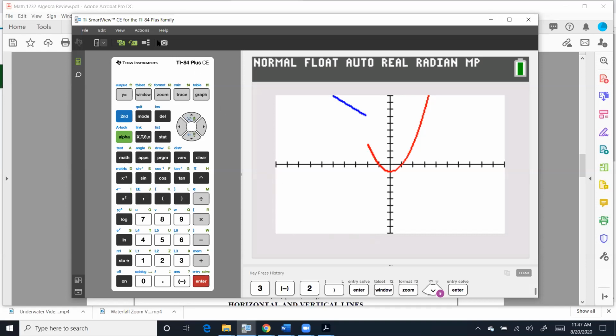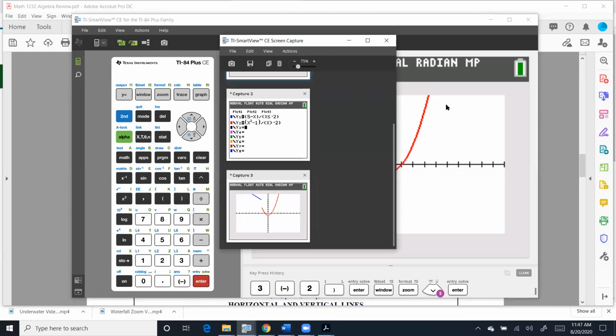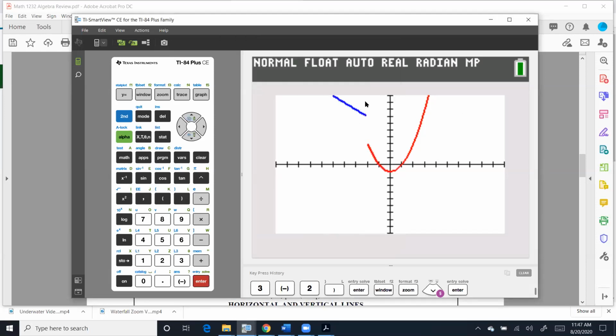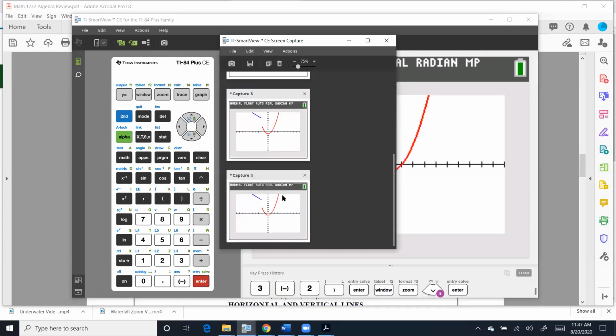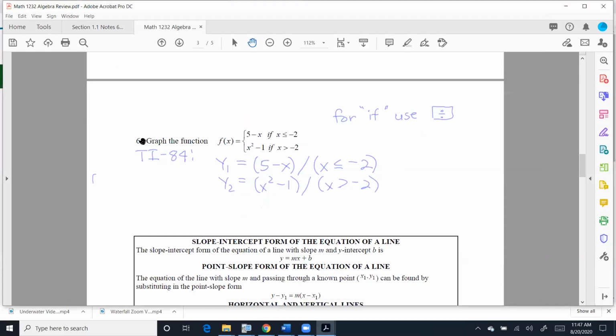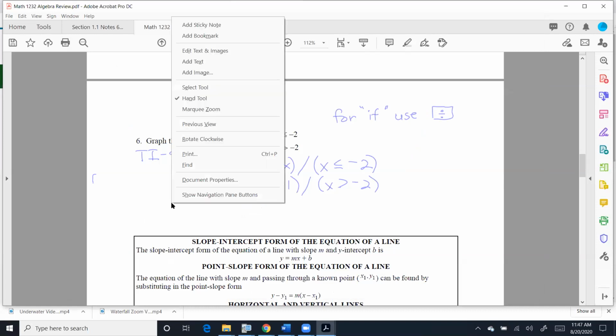Now, so your graph is pretty good. Your calculator is pretty good. It doesn't show what's happening at the place where the pieces meet, which is at -2. So I'm pretty sure, like I said, I'm not going to be able to get this in there, but I'm going to attempt.